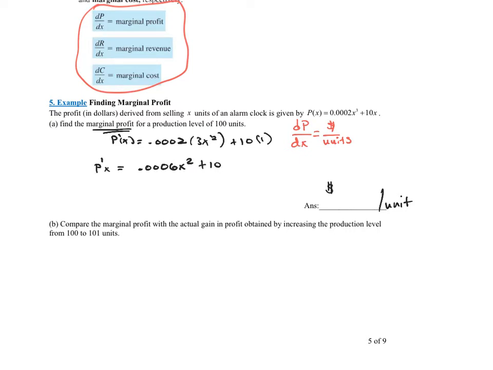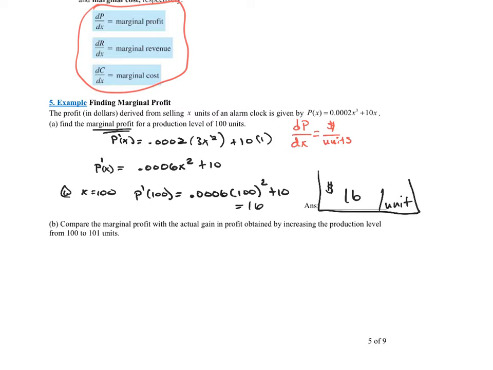That's our marginal profit, but what it asked for is at X equals 100 for the production of 100 units. So the marginal profit at 100 units would be 0.0006 times 100 squared plus 10. Plug that into your calculator and let's see what it is. I'm getting a value of 16. So the marginal profit is $16 per unit.